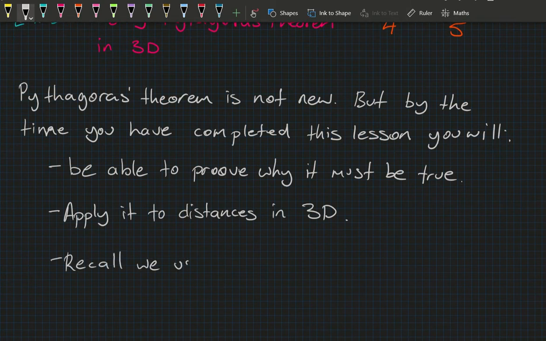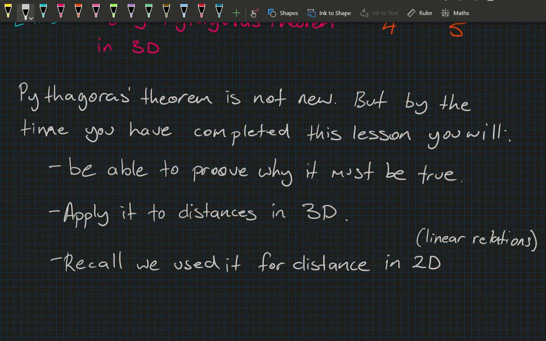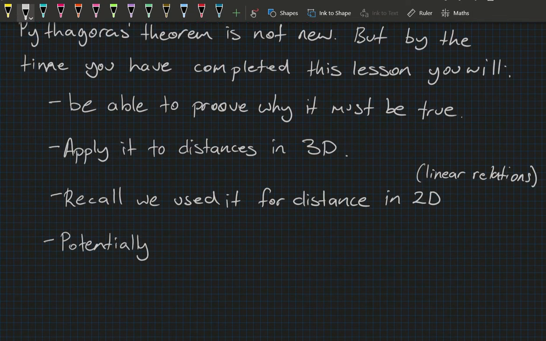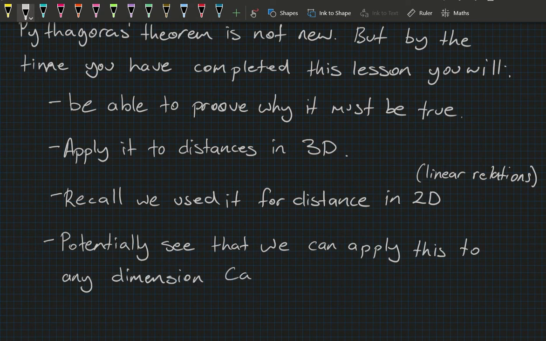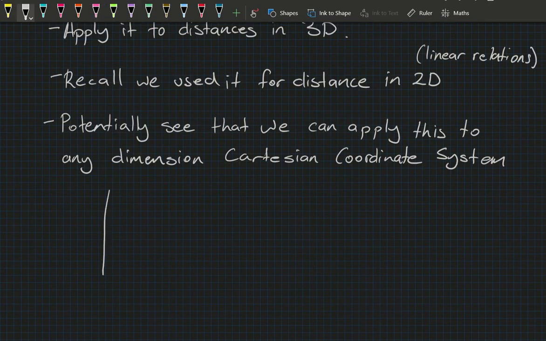You've already used the Pythagoras Theorem this year with the distance function, but hopefully you'll see that we can use Pythagoras Theorem to find the distance between any points in a Cartesian coordinate system of any dimension. Cartesian coordinates is just one where you can have a space described by axes that are perpendicular to each other. The xy axis that we've used is called the Cartesian plane.